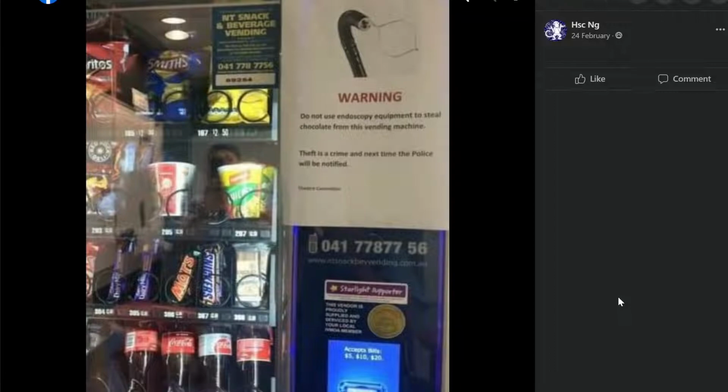Okay. So I thought this was just funny. This was, please do not use endoscope. So endoscopes are things that go up your rear end. And they use this to take biopsy samples. They take some tissue that they can test to see if you have cancer. And they said, please don't use this equipment to get into the machine to steal snacks, which I just thought was funny.